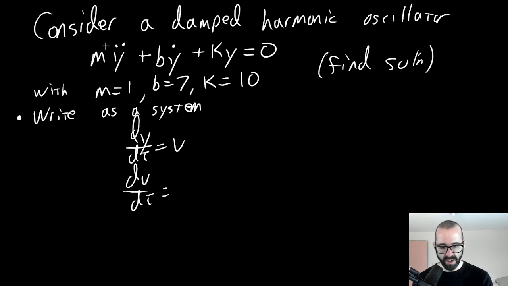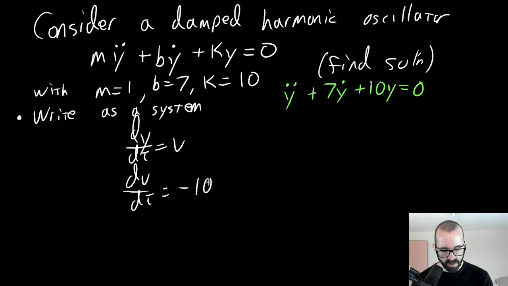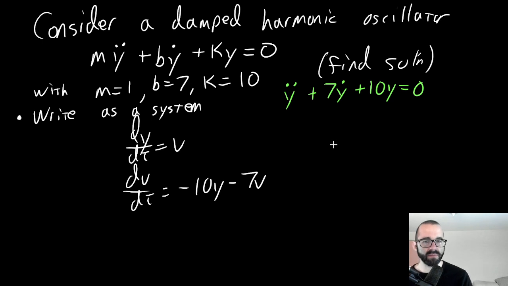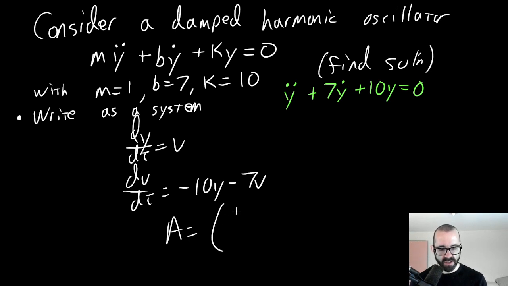Here, maybe let's rewrite this first, right? Mass is 1, b is 7, k is 10. So solving for y double prime, that's going to be negative 10y, minus 7y prime, which is v. And we could write this in matrix form, right? What is our A value here? It's the coefficients. Coefficient of y, coefficient of v.